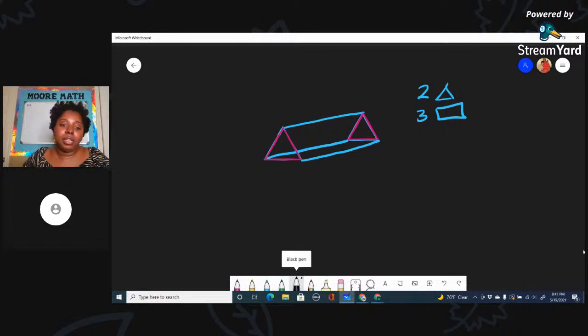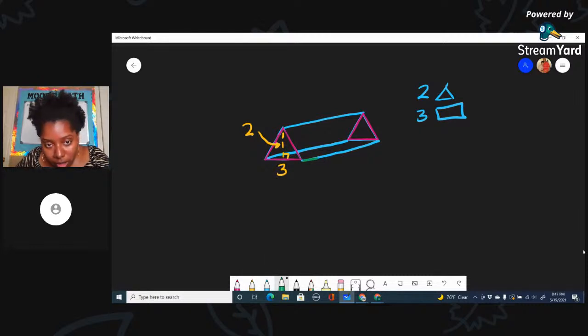Now, same thing. We're finding the area of all the sides. The only thing that changes is, let's say this is a 3. This line right here that I drew in is a 2. And this is going to be 8. And let's say right here is 4. Okay. So first things first, we're going to find the area of the 2 triangles.